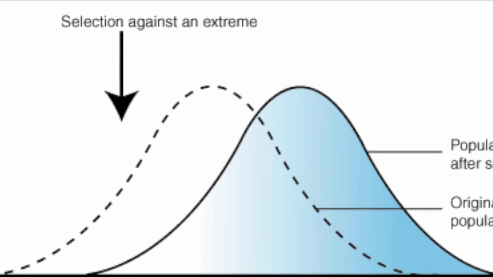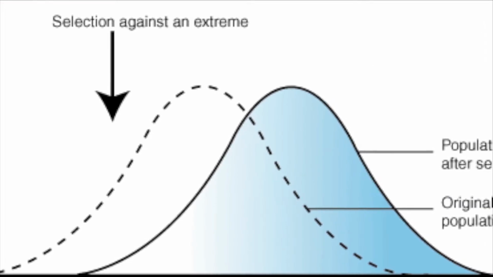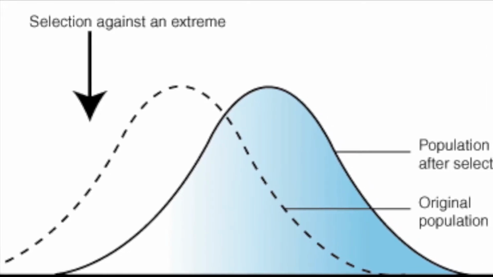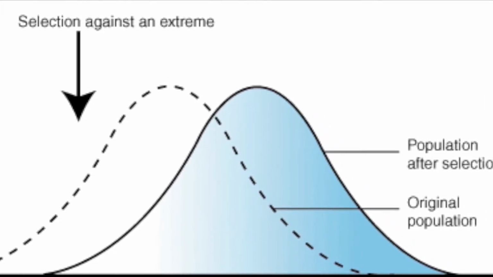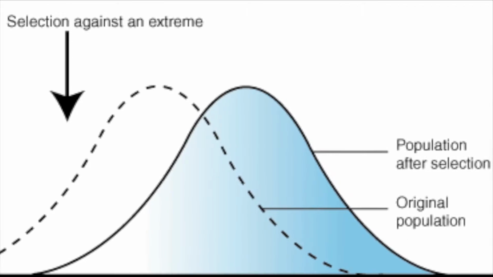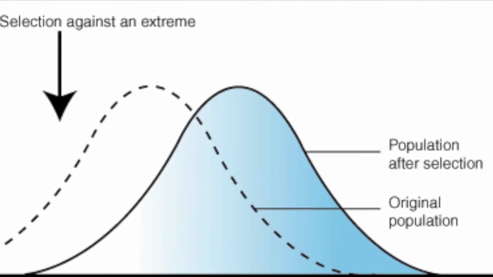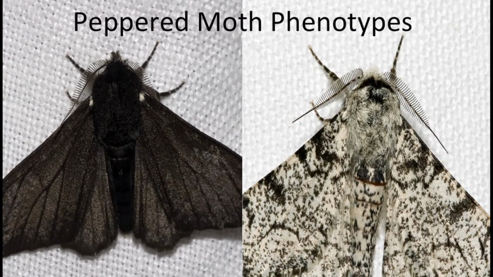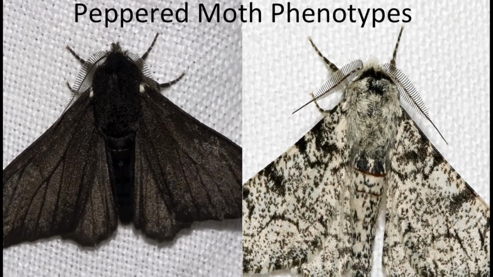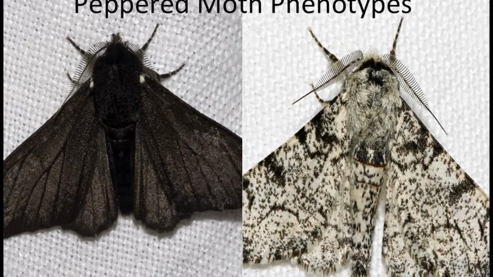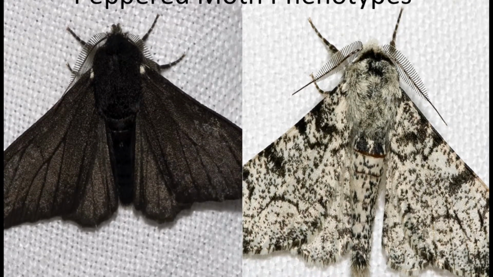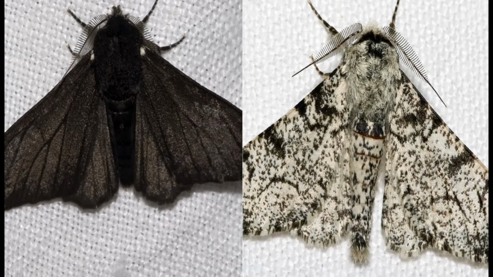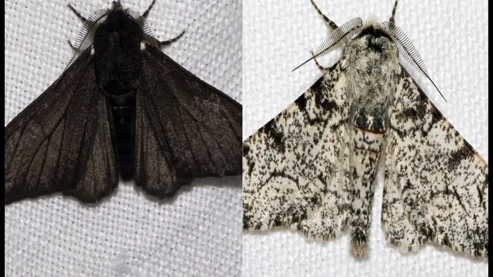One mode of natural selection is directional selection. In directional selection, environmental pressures make one extreme of a phenotype more favorable than those at the other end of the spectrum. As a result, the population's trait distribution shifts towards this favored extreme. The peppered moths in England during the Industrial Revolution of the 19th century are an example of this mode of selection. Peppered moths are normally white in color. However, there is also a naturally occurring genetic mutation that causes some moths to have black wings instead.